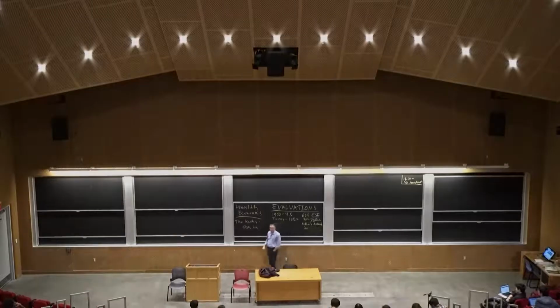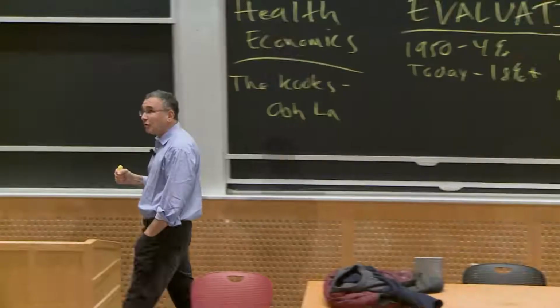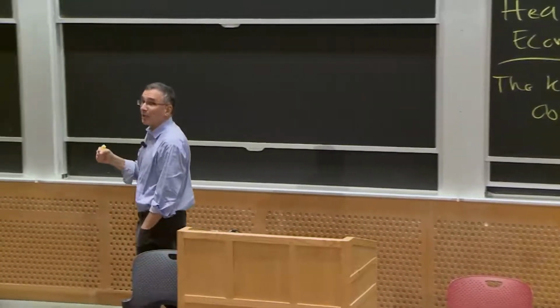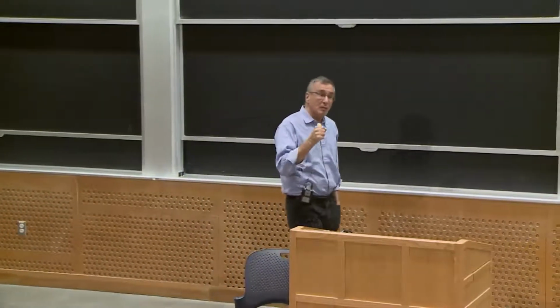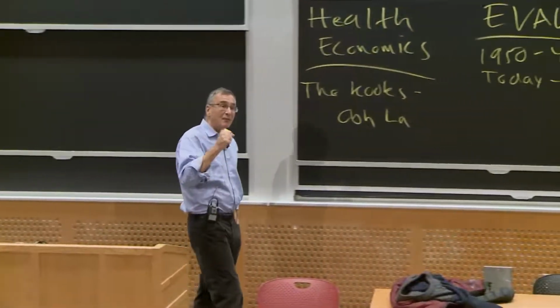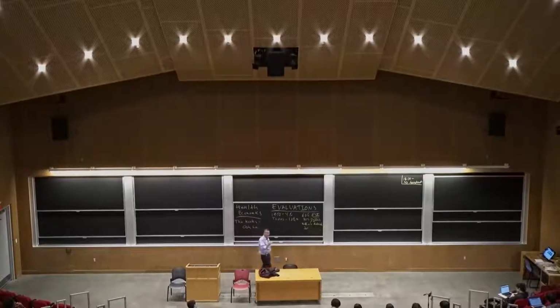Why? Because remember what I talked about with insurance market equilibrium. When I talked about insurance market equilibrium, I said given adverse selection, several things can happen.